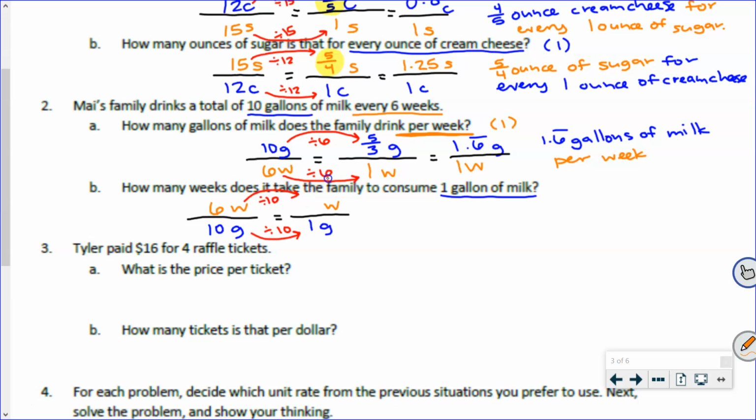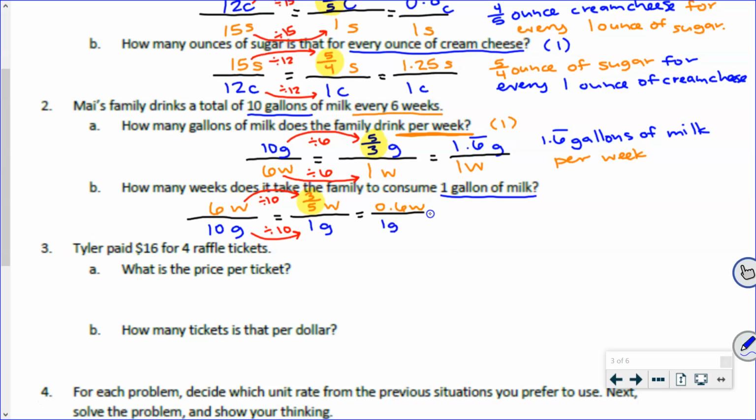And 6 divided by 10 is, of course, 3/5. I hope you're not surprised by that. 5/3, the reciprocal is 3/5. So just like we're flip-flopping and reversing the order of these ratios, we're also flip-flopping and reversing these fractions. We are getting reciprocals. Let's also turn this into a decimal, and the 3/5 of a week is 0 and 6/10 of a week per 1 gallon.